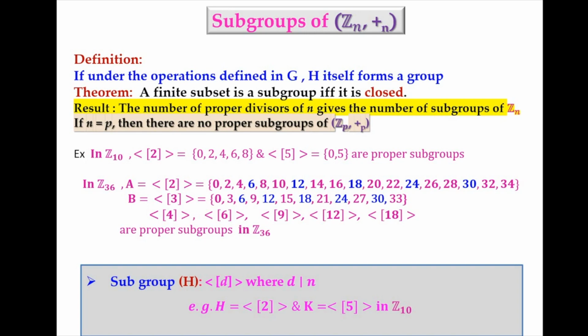Now to list out the subgroups of the group Zn under addition modulo 10, we have the group generated by class 2, namely 0, 2, 4, 6, 8, and the group generated by 5, namely 0 and 5. So these are proper subgroups of Zn.